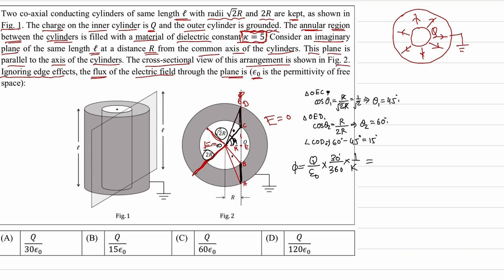Now what will be the answer? We place all the values and get q divided by k, where the value of k is 5, and 30 over 360 is 1 over 12. So multiplying by 12 epsilon naught, the answer will be charge divided by 60 epsilon naught. That is option C. So the flux linking through this particular given area is q by 60 epsilon naught.